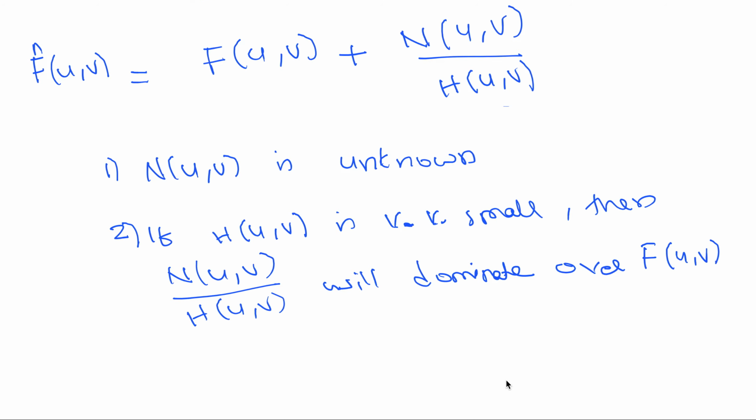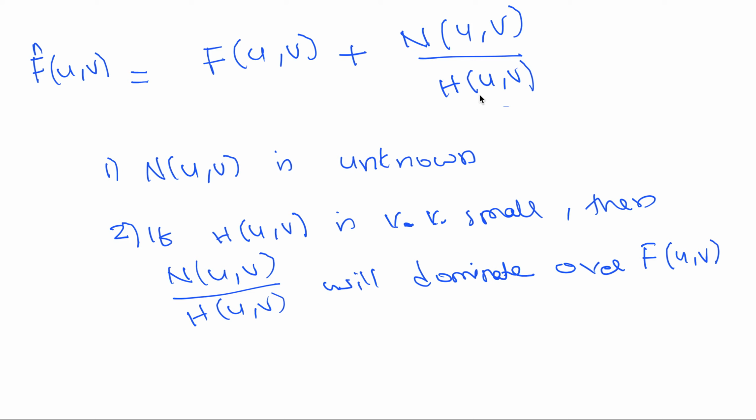So these are the main problems of inverse filtering: n of uv is completely unknown. We can estimate the probability distribution function of n of uv, or of eta of xy, but we do not know the exact values of n of uv. If we knew the values of n of uv, we would just subtract n of uv divided by h of uv from the entire equation and get the exact values of f of uv. But these values cannot be identified or estimated, so n of uv is completely unknown.